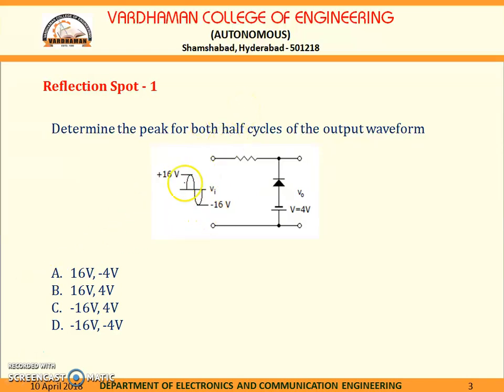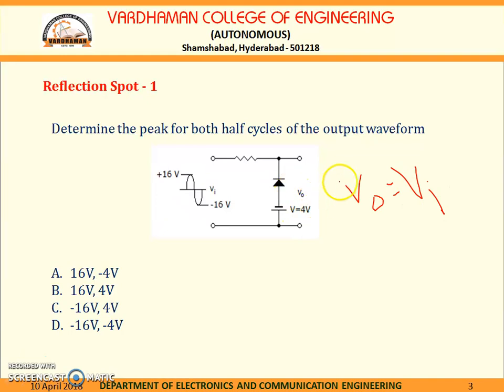If you apply the positive peak and negative peak, as we know, we are applying the positive here. If you apply the positive peak here, the diode acts as reverse biased. If it is reverse biased, the output is equal to the input. So for the entire positive cycle, V naught is equal to VI.